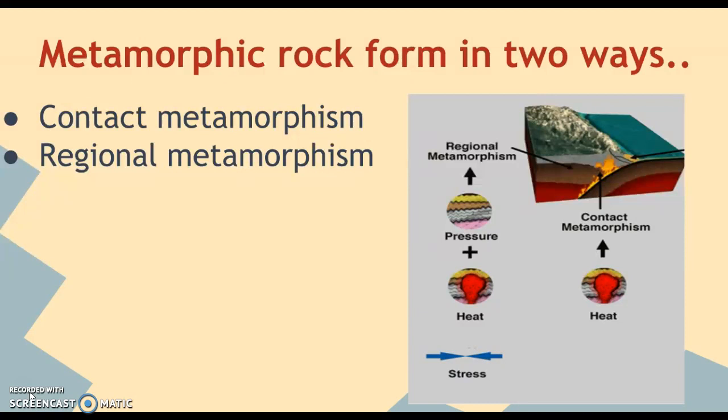Metamorphic rock forms in two ways. First way is called contact metamorphism. Second way is called regional metamorphism. Regional metamorphism involves stress, heat, and pressure, while contact metamorphism is just about heat and kind of two rocks melting together.